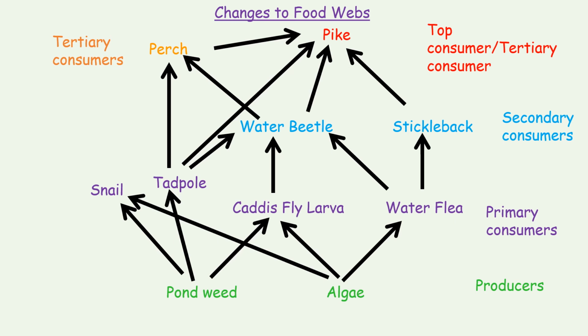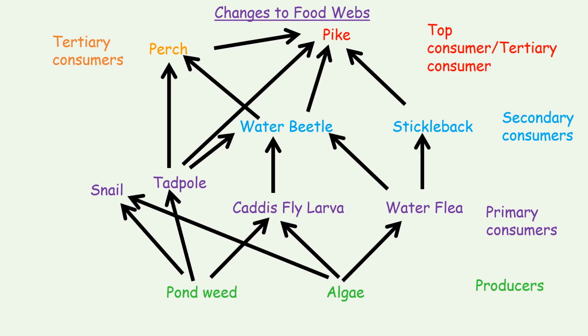Then your perch gets its energy from your tadpole, the water beetle, and then your pike gets its energy from perch, tadpole, water beetle, and stickleback. So well done if you managed to get all of that correct. If you didn't, then go back and watch the video again.